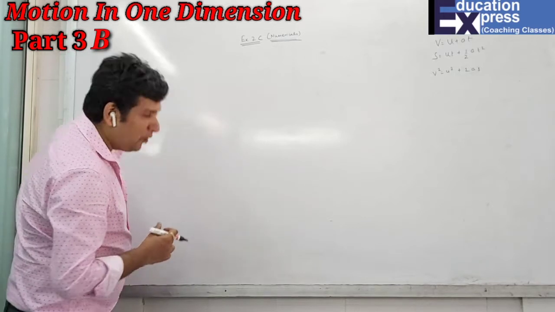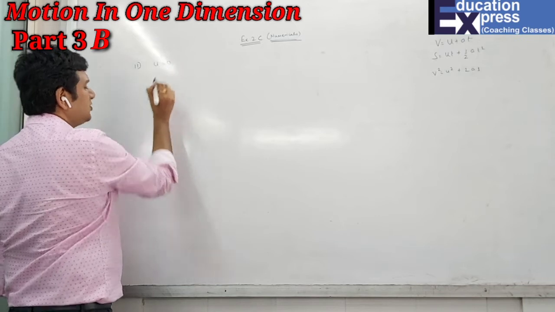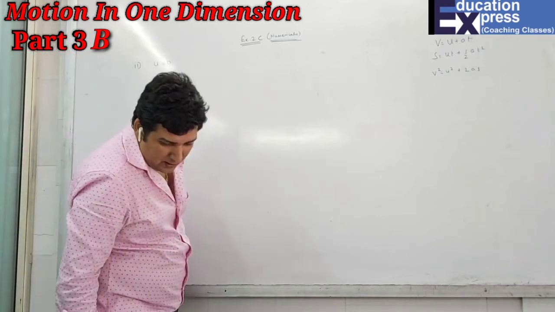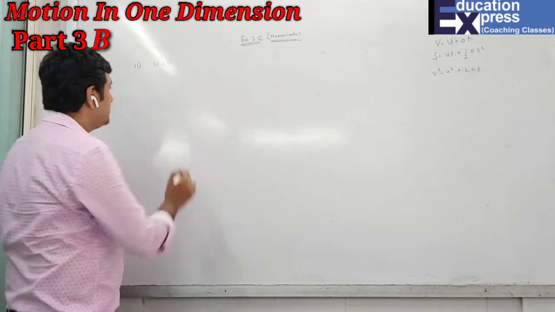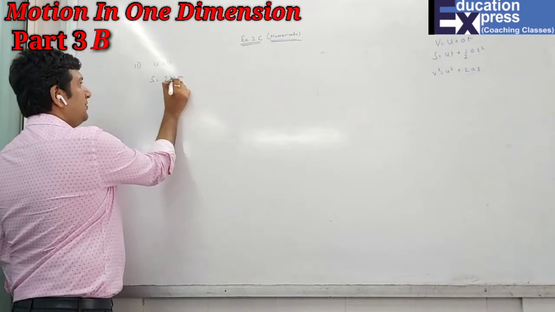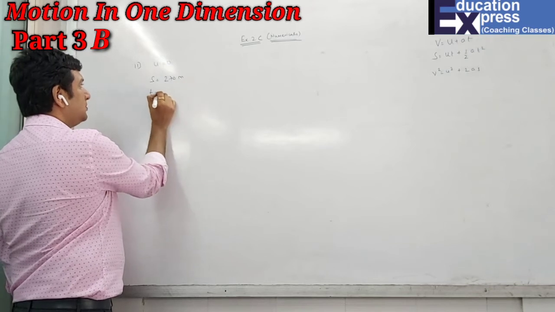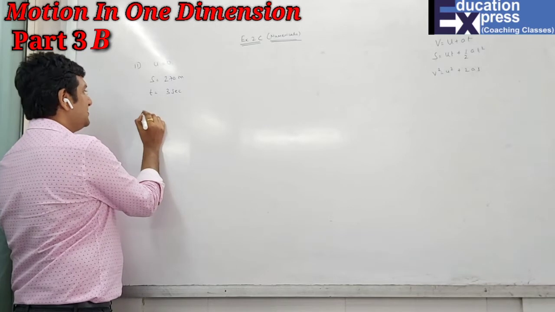A body moves from rest. Rest means initial velocity is 0. With a uniform acceleration, it travels 270 meters in 3 seconds. So it travels how much? 270 meters in how much time? 3 seconds. So you have to find the velocity after 10 seconds.